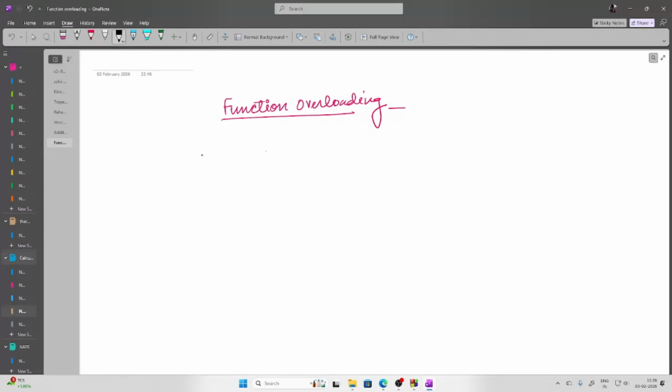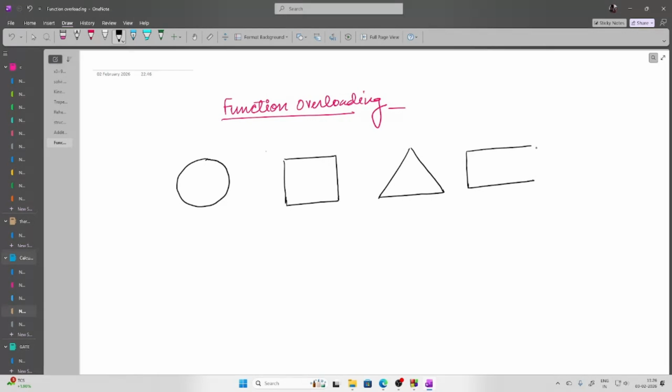I'm having some shapes. Let's say a circle, then a square, and then a triangle, or a rectangle, or let's say this trapezoid. So many shapes I'm having.